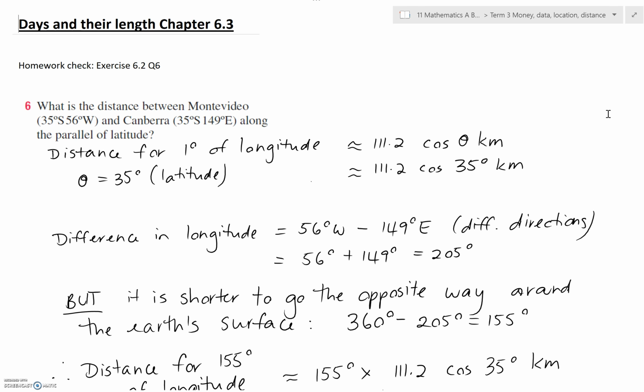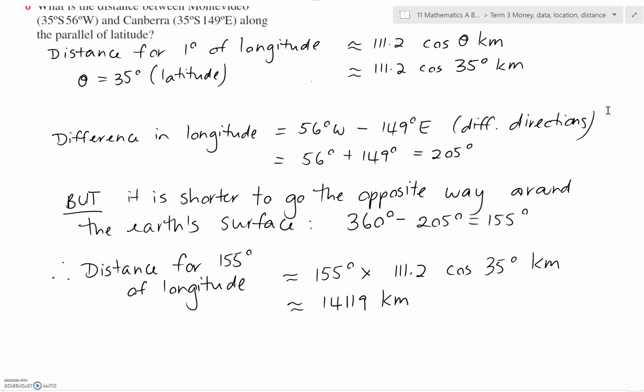Now, remember I said last lesson, sometimes it's quicker to go the other way. This is one of those times. So it's shorter to go the opposite way around the Earth's surface. And if we think about the Earth's surface being a sphere or a globe, there's 360 degrees all the way around. So if we take that 205 away from 360, that will tell us how many degrees difference in the longitude there is if we turned around and went the other way. So that's what we should be using here. It's always going to want the shortest direction, even if it doesn't say that.